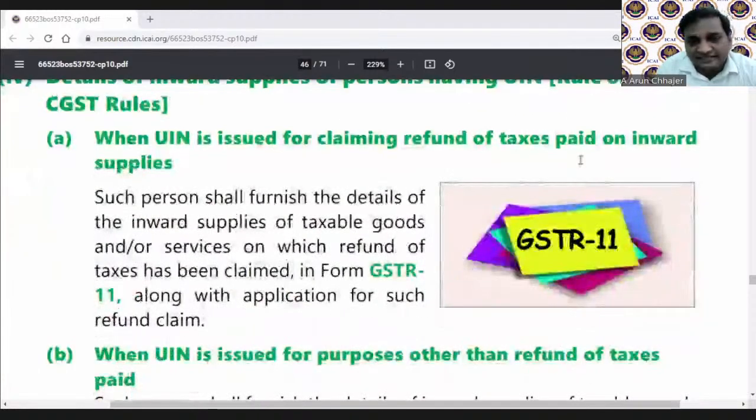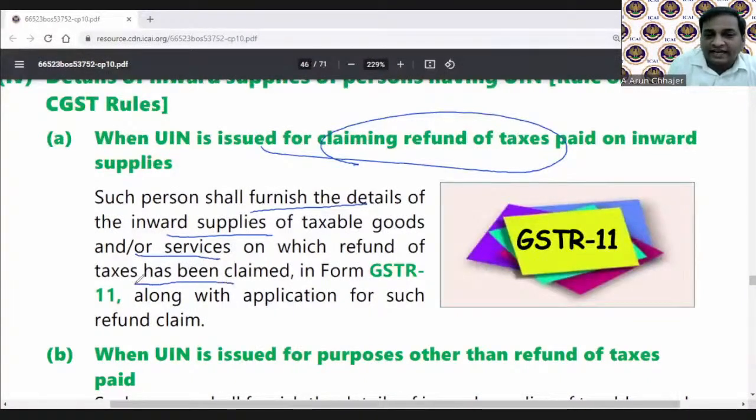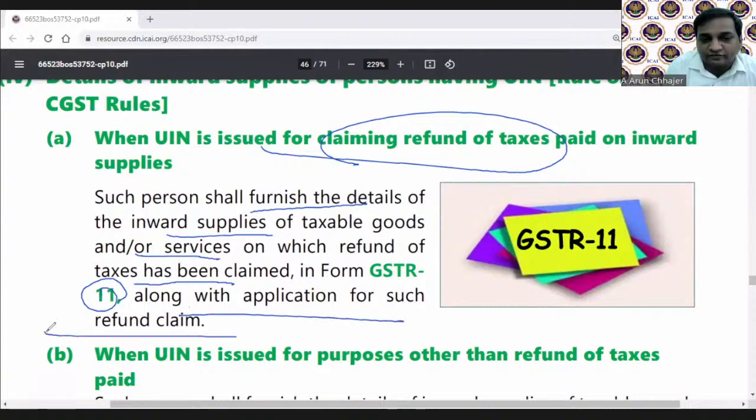A UIN holder basically needs to file GSTR 11, and the purpose when a UIN is issued is claiming the refund of taxes. Such person shall furnish the details of inward supplies of taxable goods on which the refund of taxes has been claimed in GSTR 11 along with the application for refund claim. So GSTR 11 is the return for UIN.